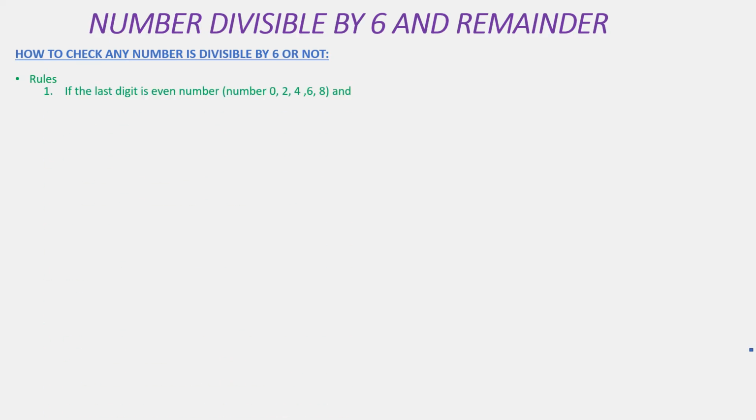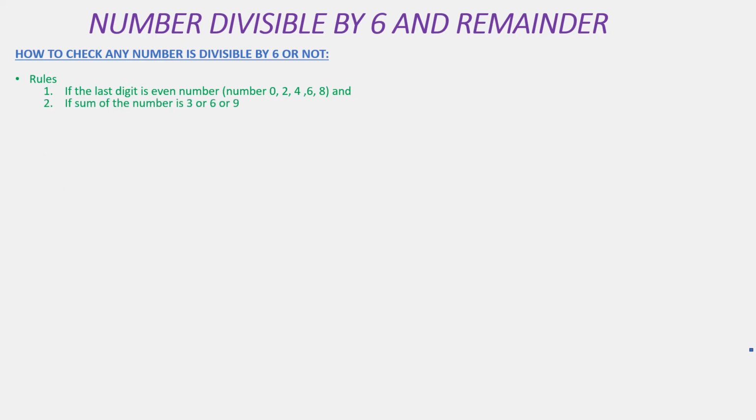Okay. Next we will see how to check whether any number is divisible by 6 or not. We know that 6 is a product of 3 into 2 or 2 into 3. So if any number is divisible by both 2 and 3, then it is divisible by 6. How to check whether a number is divisible by 2 or not? If the last digit is an even number like 0, 2, 4, 6, 8, then that number is divisible by 2.